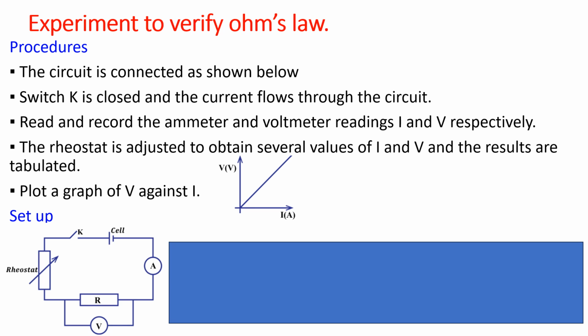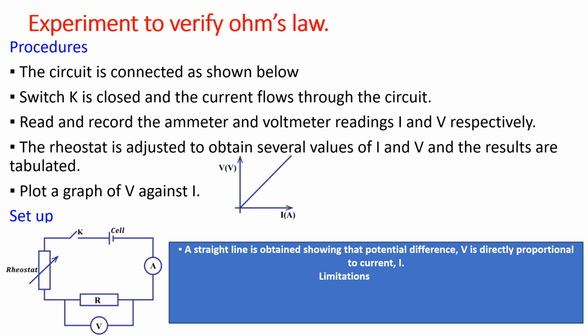The rheostat is adjusted to obtain several values of I and V, that's the new values of current and new values of voltage, and the results are tabulated. A graph of V against I is plotted, obtaining a straight line through the origin. A straight line is obtained showing that the potential difference V is directly proportional to the current. And that vividly shows Ohm's law is valid. It shows that Ohm's law is very true.